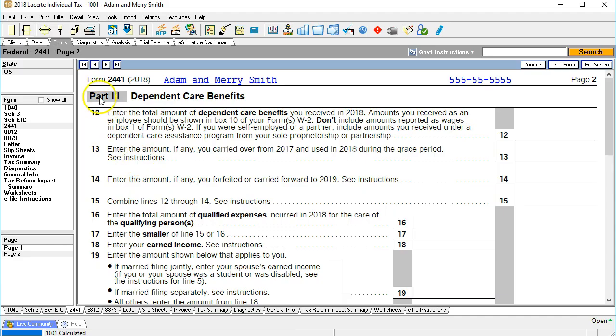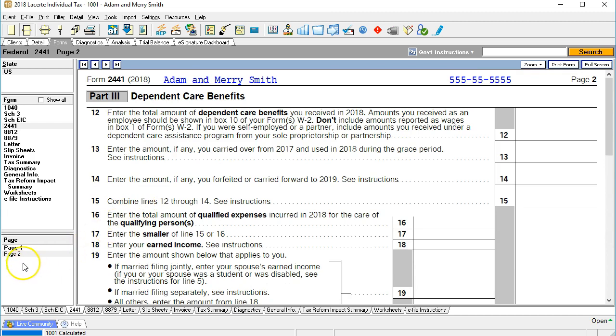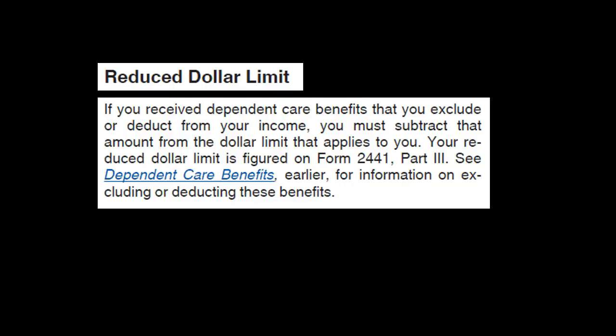This is Part 3 of Form 2441, dependent care benefits. This is what we would need in order to make this calculation. Note that it's grayed out in this software, which typically means it's not always required. So it's not a required form all the time unless we have the need for Part 3, which is dependent care benefits.